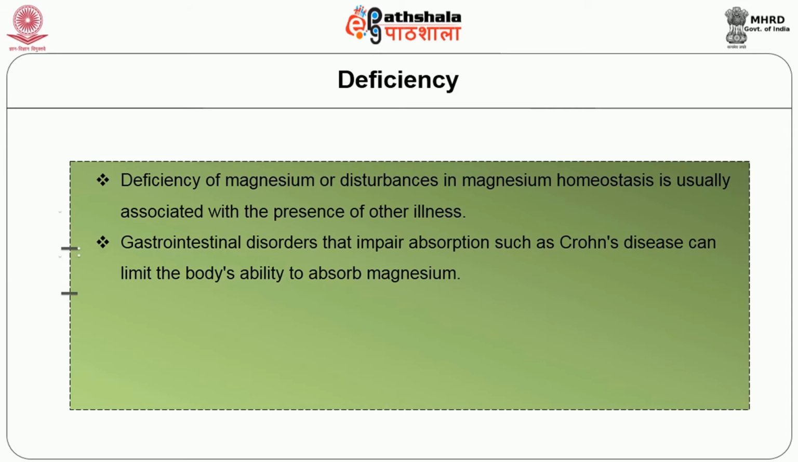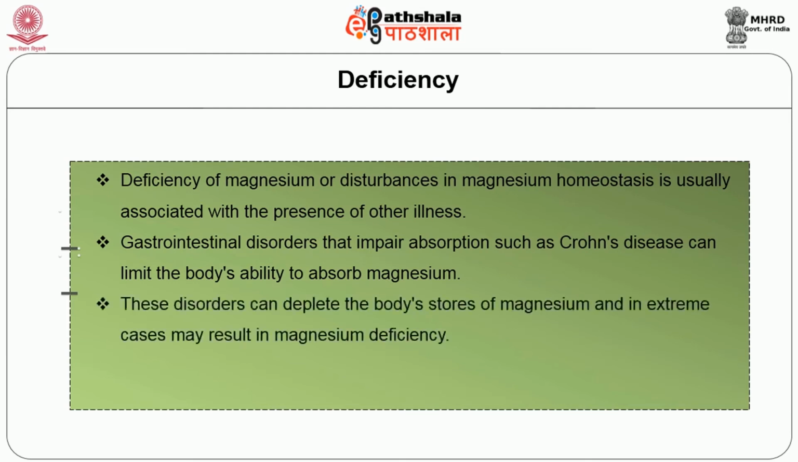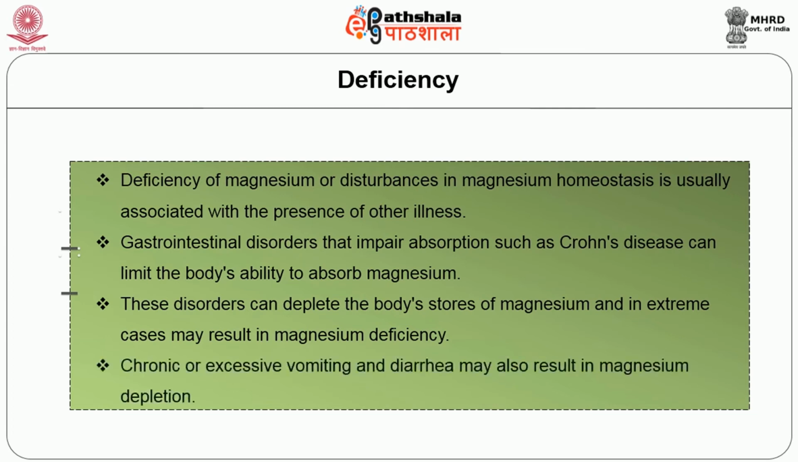Gastrointestinal disorders that impair absorption, such as Crohn's disease, can limit the body's ability to absorb magnesium. These disorders can deplete the body's stores of magnesium and in extreme cases may result in magnesium deficiency. Chronic or excessive vomiting and diarrhea may also result in magnesium depletion.